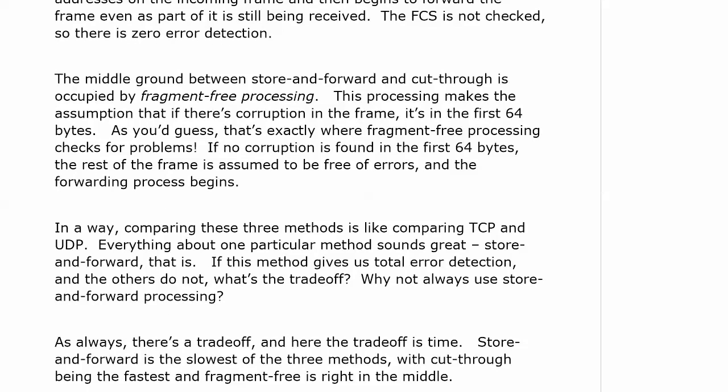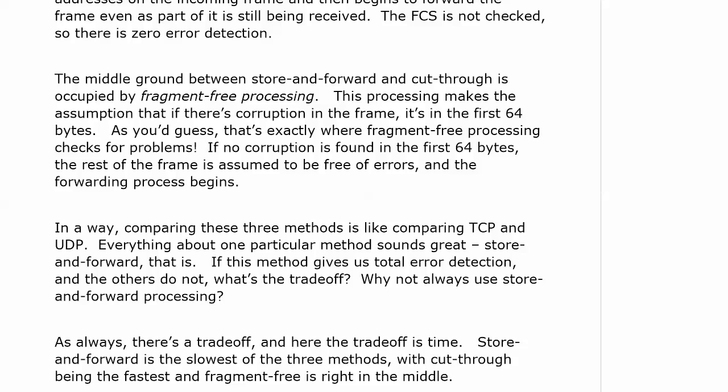You know, in a way, comparing these, it's like comparing TCP and UDP. Everything about one particular method sounds great, store and forward, that is, right? Well, if this method gives us total error detection and the others do not, why do the other two even exist? Why not always use store and forward processing? Well, the trade-off is time, but the time is not as much as it once was. And that, again, is why you see store and forward so often.